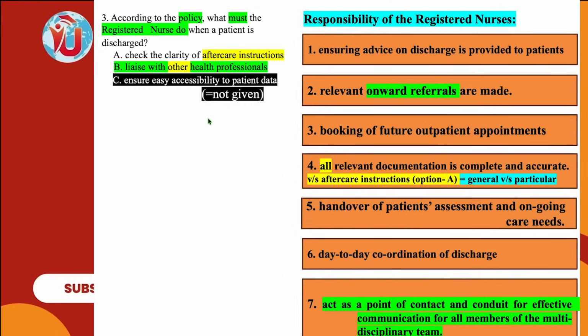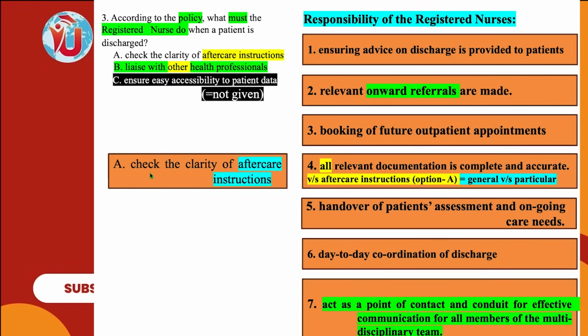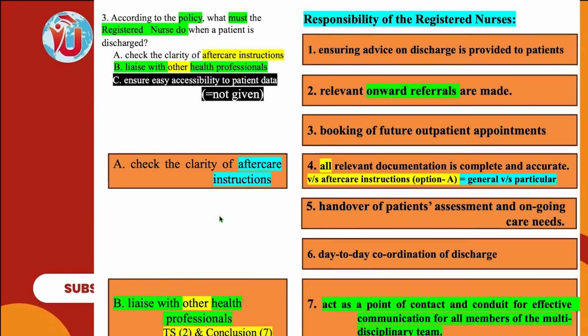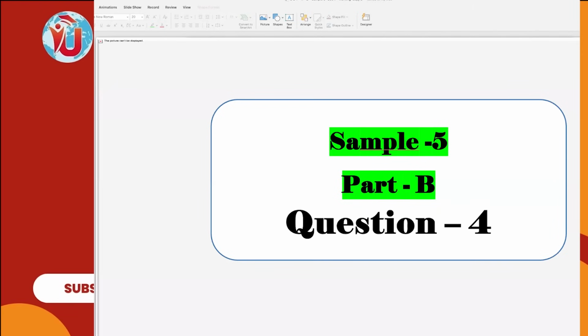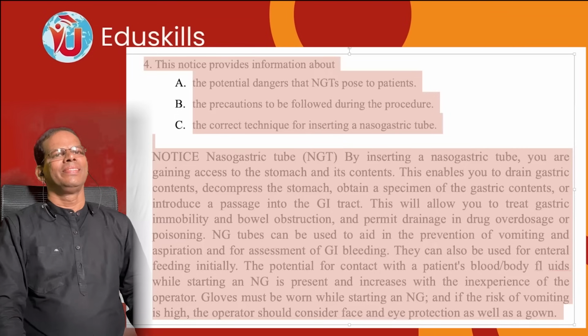So let's see these three options. This fourth option is A1. Check the clarity of aftercare instructions. But we said that is not the same. Both the statements are not the same. One is general, the text speaks general, and option A speaks particular. And liaise with other health professionals. That is in the topic sentence, as well as the seventh responsibility of the nurse. Okay, that's cool. Hope you are not tired, right? Exhausted? No, Father. You have the stamina to go on. Yes, Father. Listen and read.